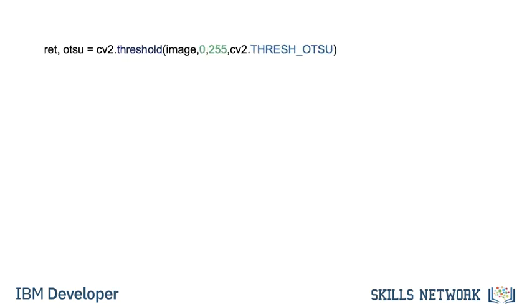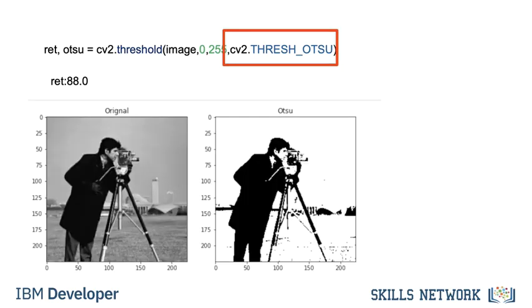Sometimes it's difficult to select a threshold. Therefore, we can use the Otsu method to select the value automatically. Ret is the threshold value determined. We see the image looks identical to the one using the manual threshold.